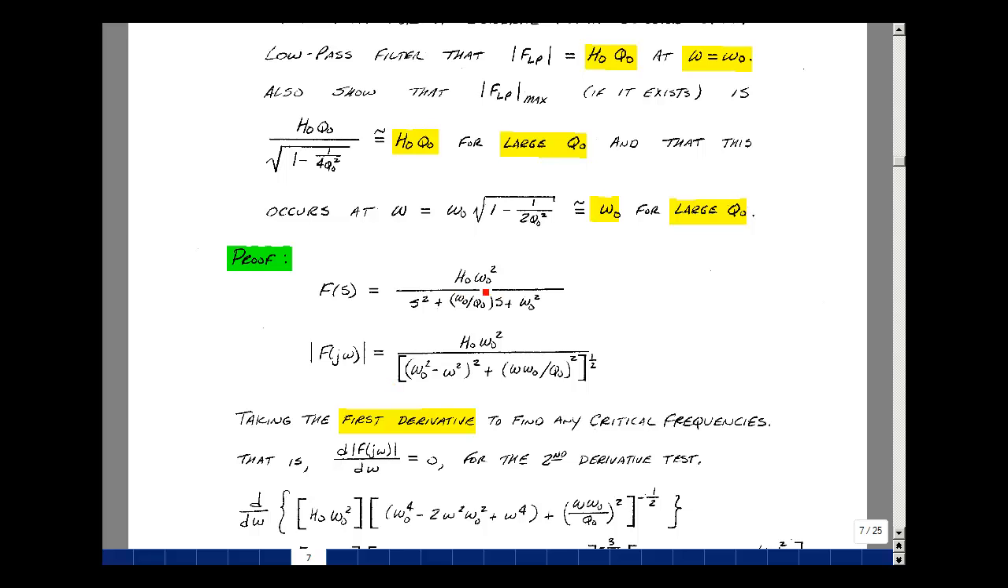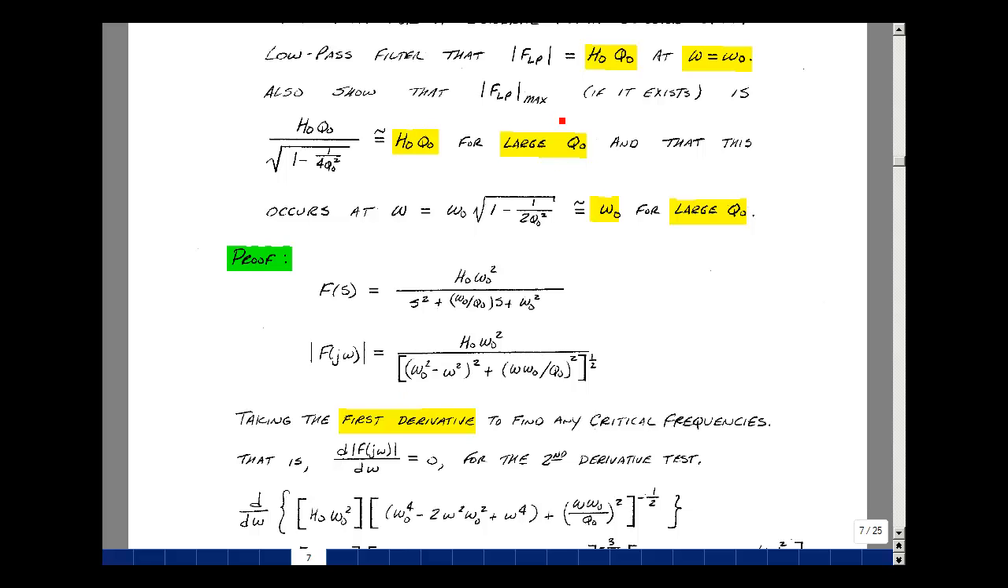Magnitude of the numerator is just real, so that's going to be H0 omega naught squared. And the denominator, we plug in s equals j omega. This is going to be a minus omega squared, and that's real. And our other real term is omega naught squared. So we're going to take the real part and then square it. The imaginary part, this is going to be j omega, is going to be equal to omega times omega naught over Q0. And then we're going to square that and then take the square root.